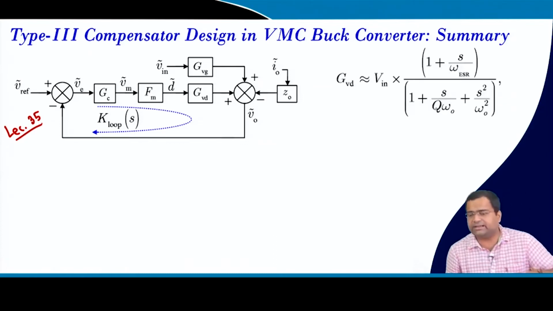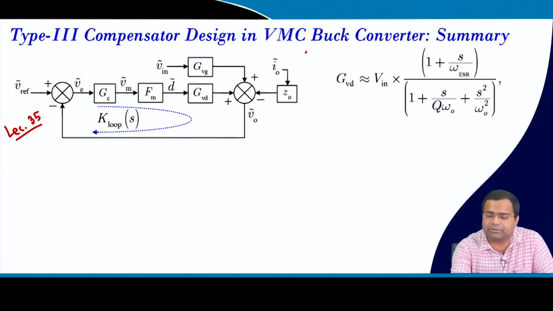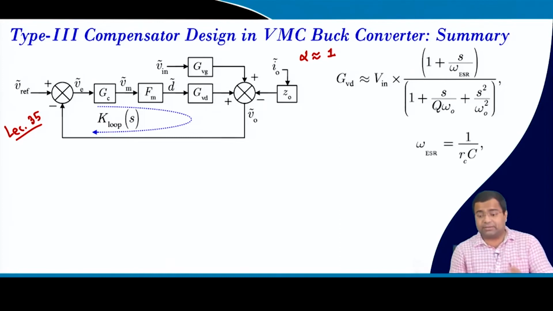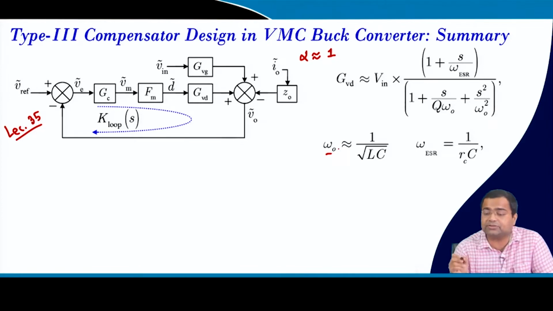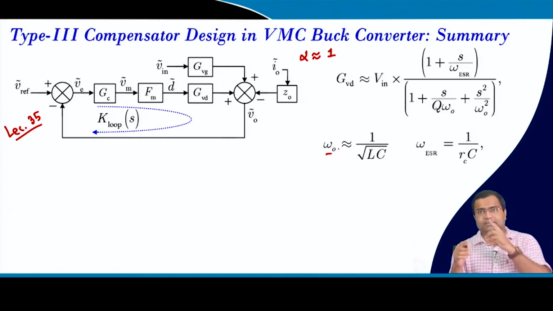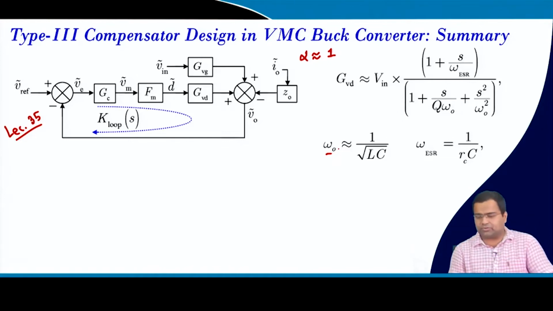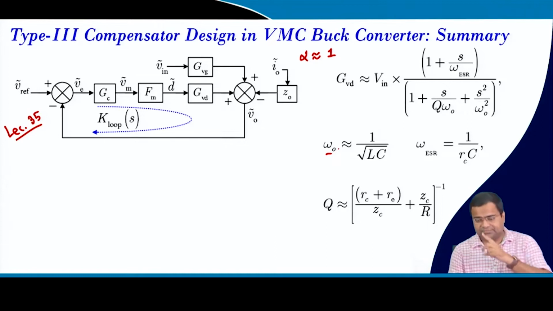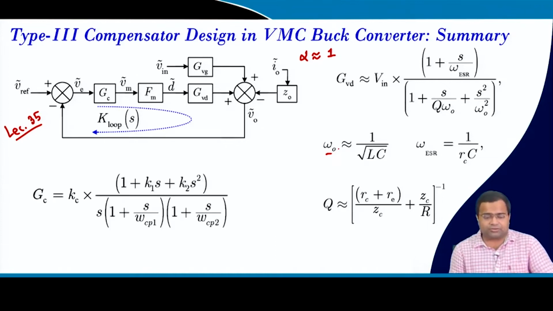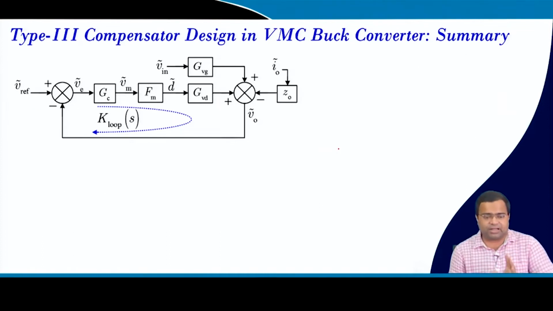Here the GVD is given, and if you consider alpha to be almost equal to 1, then it is simplified to the ESR zero, and we take omega 0 to be 1 by square root of LC, because R plus RC by R plus RL, RE are more or less the same. So, we have approximated, and that we have discussed, and the Q factor also. So, this is the transfer function, and we need a type 3 compensator, that we have discussed.